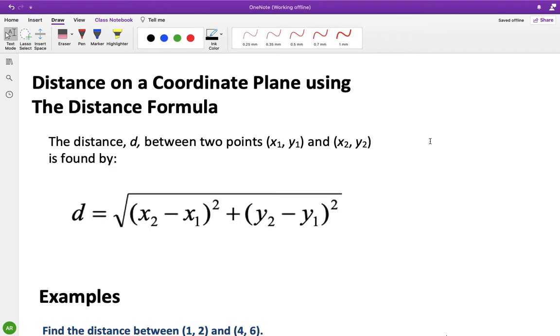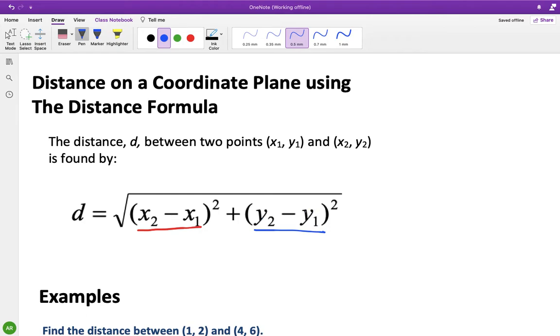All right, the distance D between 2 points, (x sub 1, y sub 1) and (x sub 2, y sub 2), is found by D equals the square root of the quantity x sub 2 minus x sub 1 squared plus the quantity y sub 2 minus y sub 1 squared. Basically, if you look at this, I'm going to go ahead and mark it up real quick. This will be one leg, and then this will be another leg. So really, you're looking at the distance between the two x points. Right here, you're looking at the distance between the two y points.